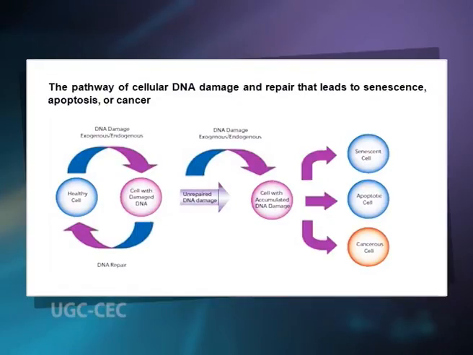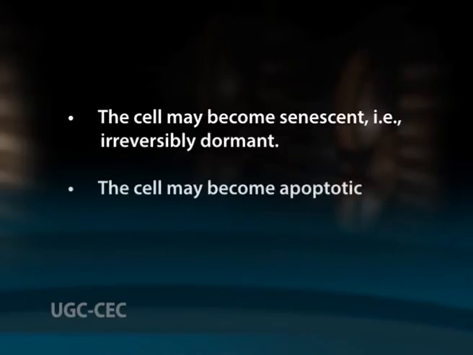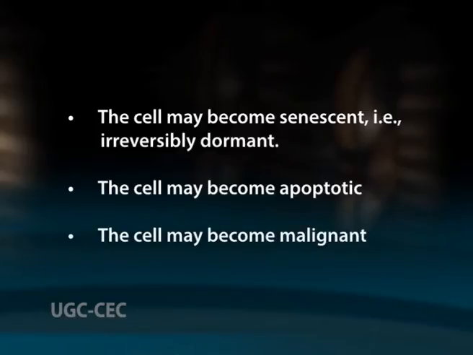Once cells lose their ability to effectively repair damaged DNA, there are three possible responses. 1. The cell may become senescent, that is, irreversibly dormant. 2. The cell may become apoptotic. 3. The cell may become malignant.